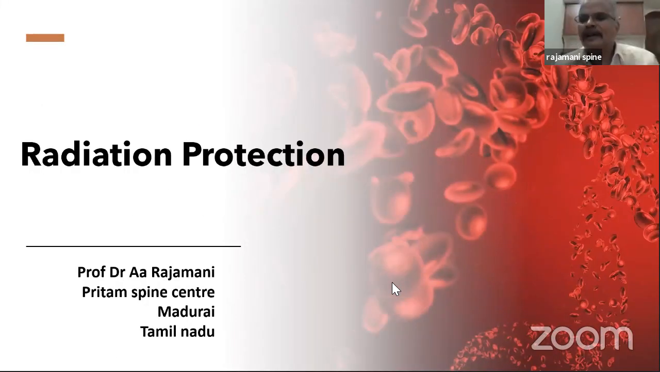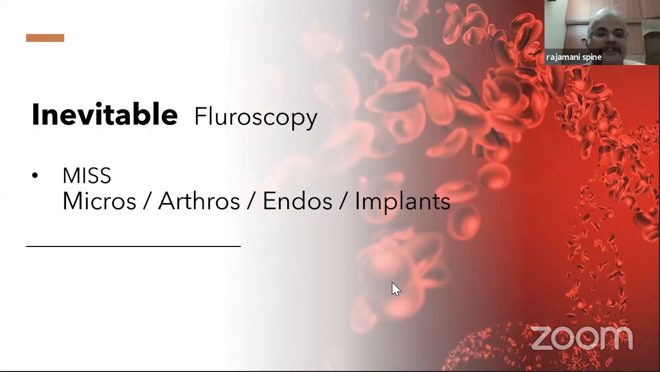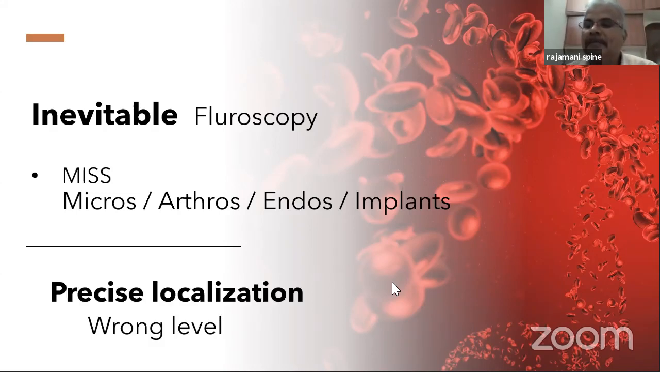Good afternoon to all. All the youngsters are very interested in how to jump into minimally invasive surgeries, but all of us forget how much we are hazarding ourselves. So I will talk a little about radiation and how to protect yourself while performing these surgeries. Whether you need a microscope, arthroscopy, full endoscopy, or an implant for minimally invasive surgery, in spine surgery today it is inevitable to use fluoroscopy, because precise localization is very important.